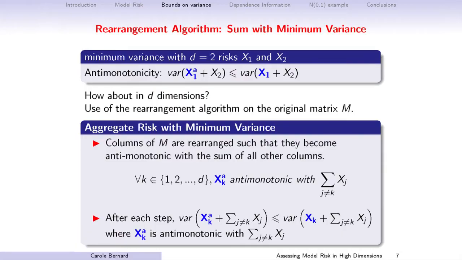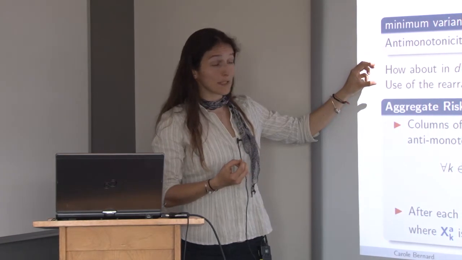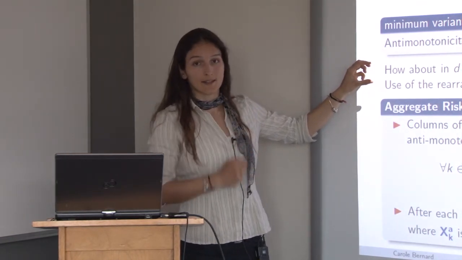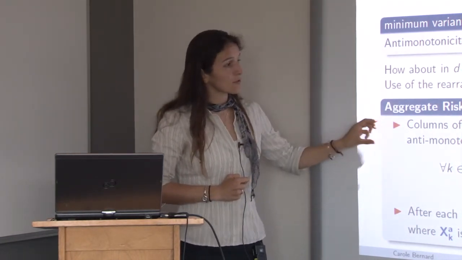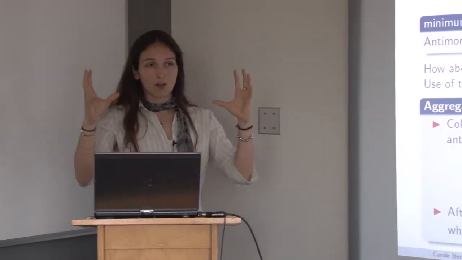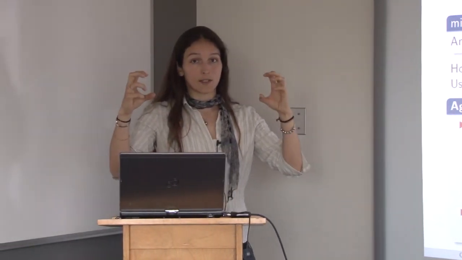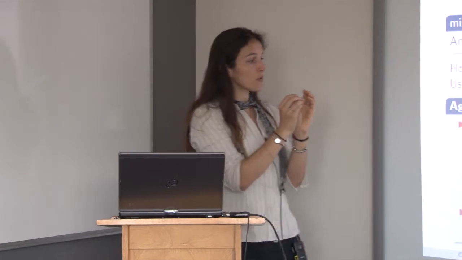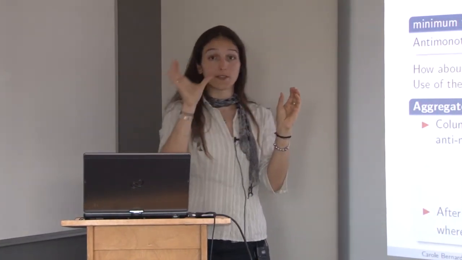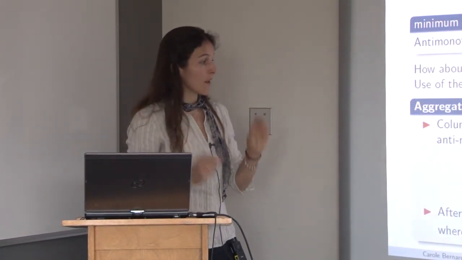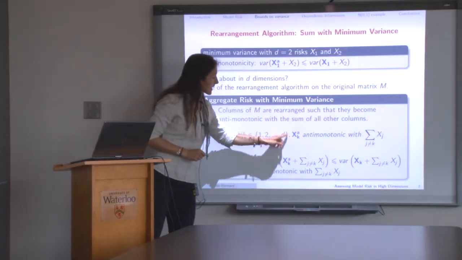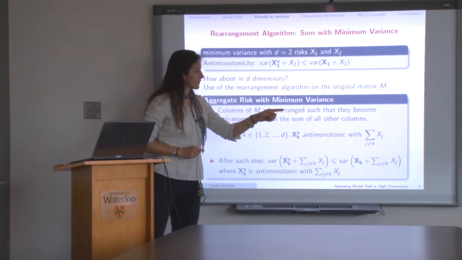So the trick, proposed by Puccetti and Rüschendorf in 2012, is to use the rearrangement algorithm on the original matrix and construct a dependence that has the minimum variance. The way you do that, you think about the sum as having d dependent risks. You take 1 risk and then the d minus 1 remaining risks. And what we know is that 1 risk can be made antimonotonic with the d minus 1 remaining risks. So this xk is antimonotonic with the sum of the others.